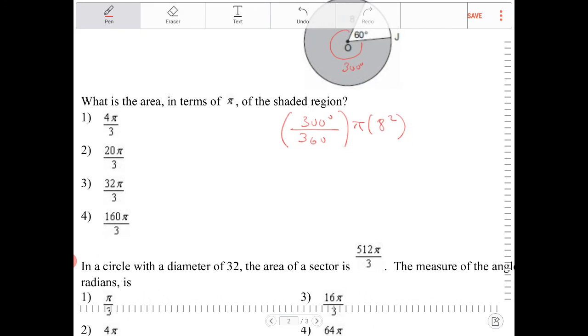And what would that reduce to? That would be the equivalent of 30 over 36, which is 10 over 12, which is equivalent to 5/6. It's 5/6 pi times 64. And then that would be equivalent to 5 times pi times 32. 5 times 32 is 160. So it's this thing right here.